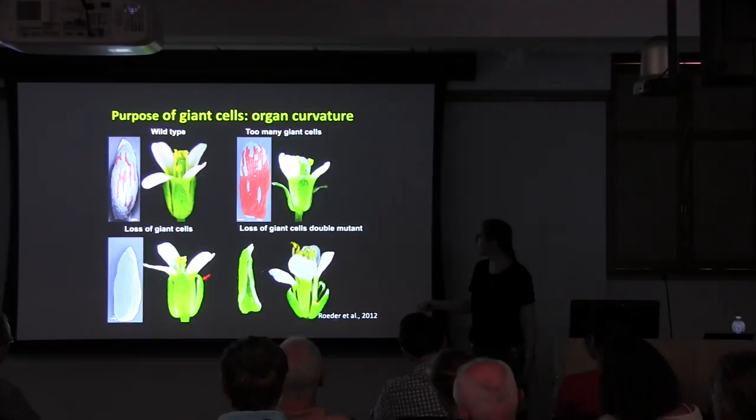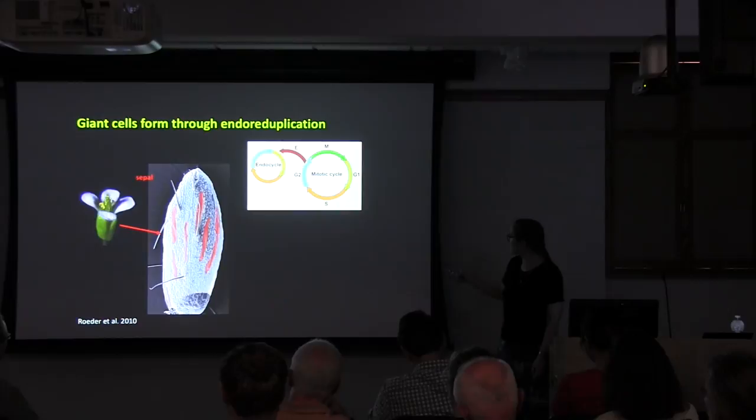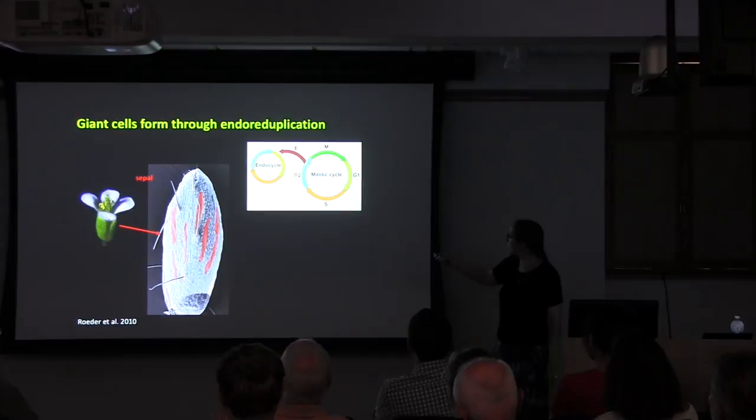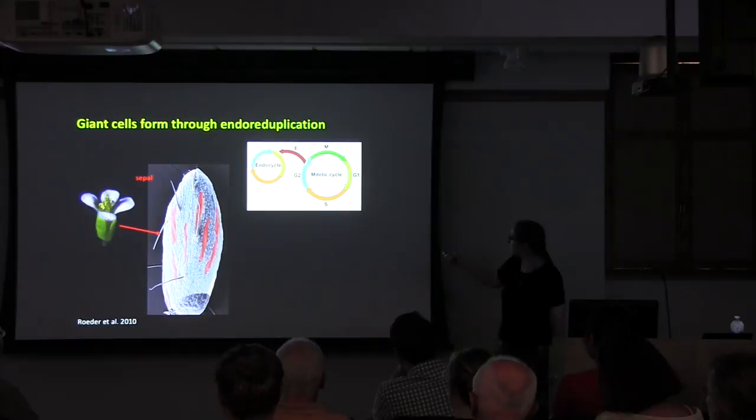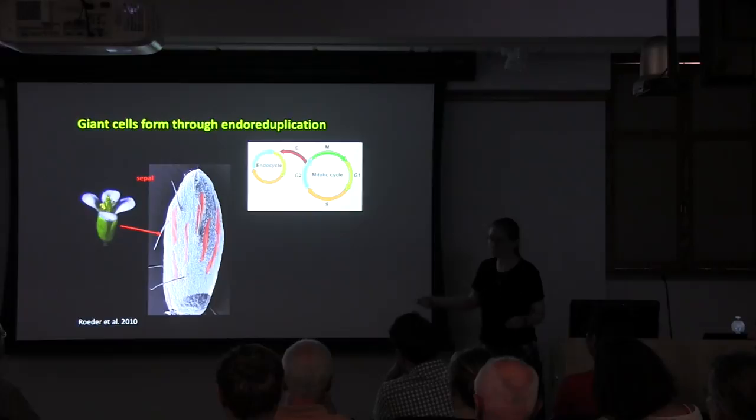We've previously shown that giant cells form through a specialized cell cycle called endoreduplication. During the normal cell cycle, cells grow in G1, replicate their DNA in S phase, grow in G2, and then divide in M phase and keep on going through the cell cycle. During endoreduplication, cells exit the mitotic cell cycle and grow, replicate their DNA and grow, and keep on growing and replicating their DNA, becoming enlarged and polyploid. So that's how you get these big giant cells.